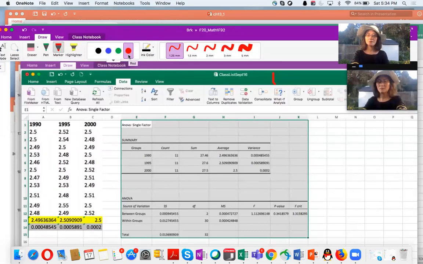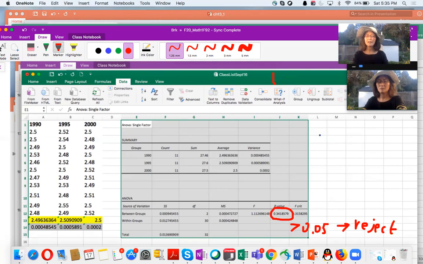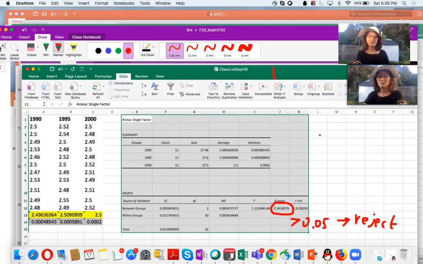The easy way, check out the p-value. See? P-value is 0.34. When the p-value, this number, is greater than 0.05, greater than alpha, you fail to reject H0. Remember what is H0? H0 said all three means are the same. Otherwise you reject in favor of H1. Remember what is H1? H1 said at least one mu is different from the others. So that is the p-value method.